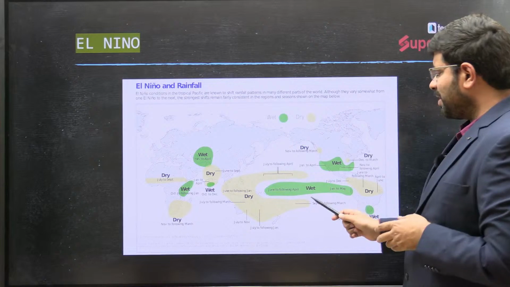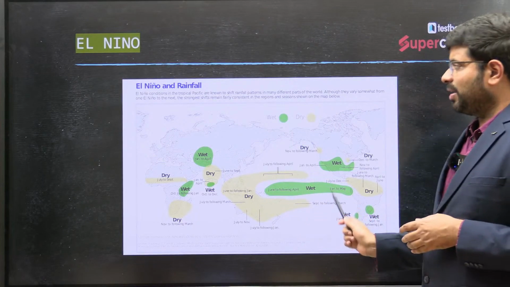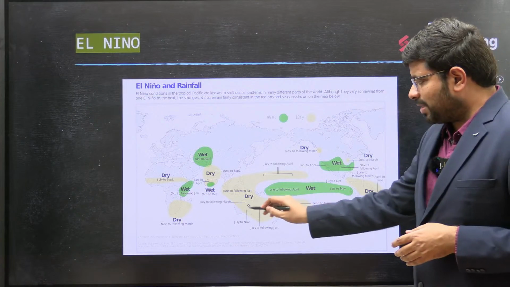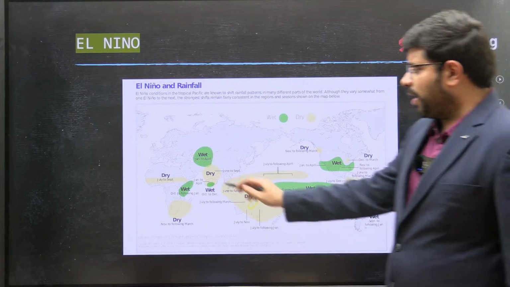So whenever there are variations of pressure conditions during an El Nino, you can see here, El Nino brings dry conditions to India, Indonesia and Australia.